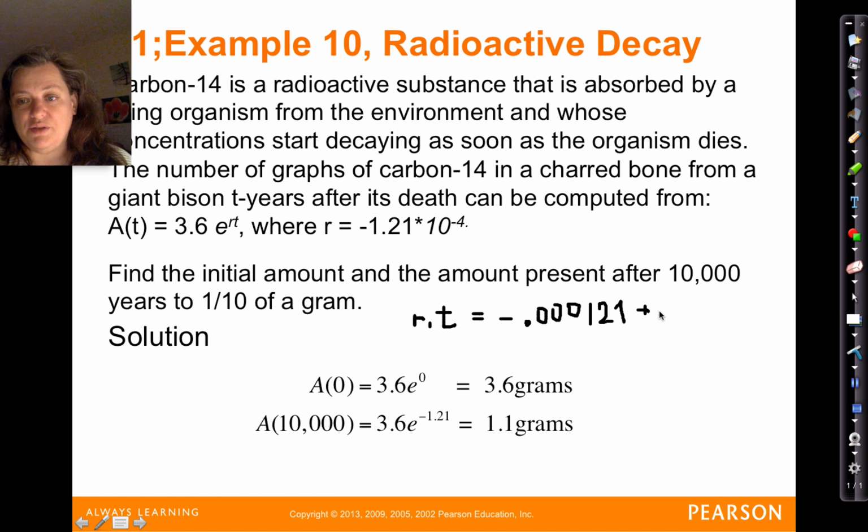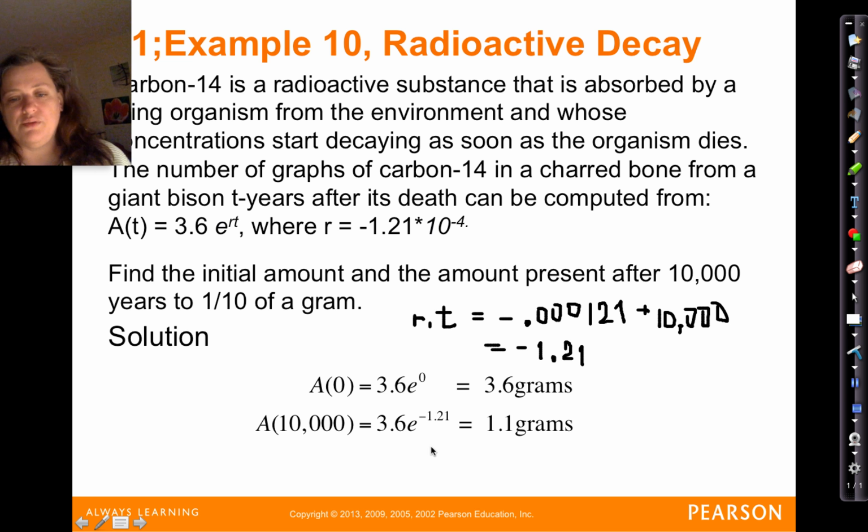But I need to multiply with 10,000, and 10,000 has 4 zeros itself, right? So I'm just going to be moving everything back. So this is literally corresponding to minus 1.21, and that's what you see here. This is r times t. Now you'll need your calculators for this. 3.6 times e raised to this power is going to get you 1.1 gram.